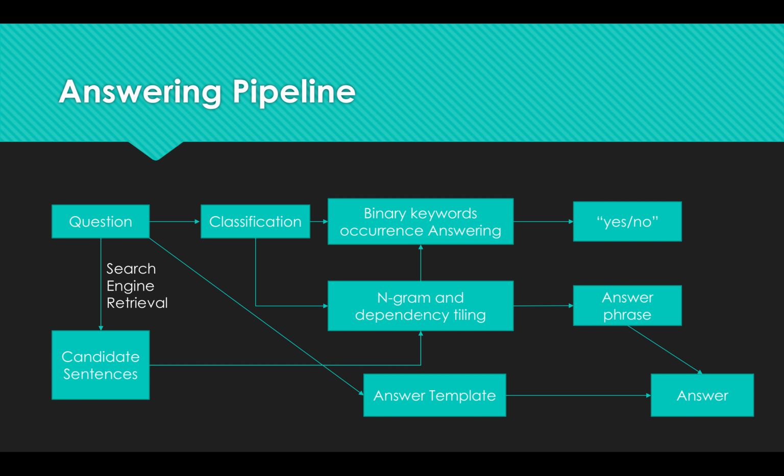So on the whole, this is our whole answering pipeline. First, we have the question, we do initial retrieval, and we classify the question into WH questions and binary questions. For binary questions, we have binary keyword occurrence answering. And for WH questions, we have n-gram and dependency tiling. We produce the answer phrase, and we combine it with the answer template from the predicate form. Finally, we have the answer.